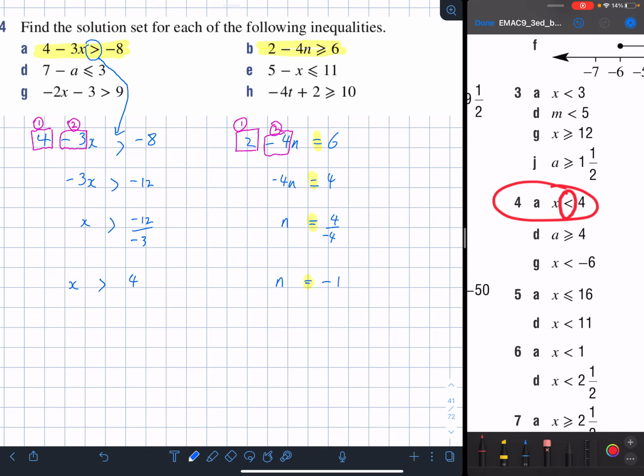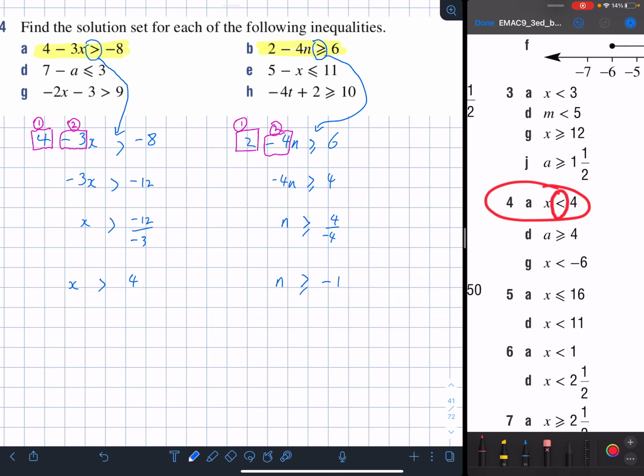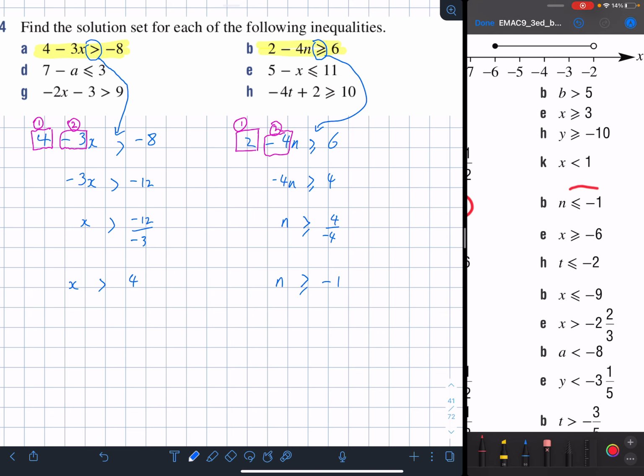Similarly, on the left-hand side of the screen, if we just get rid of all of our equals and now put back in our greater than or equal to sign, what we will find on the right, when we look at our answer for B, is we get the wrong sign.